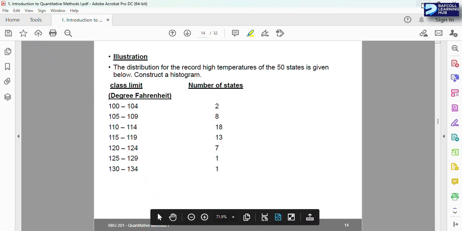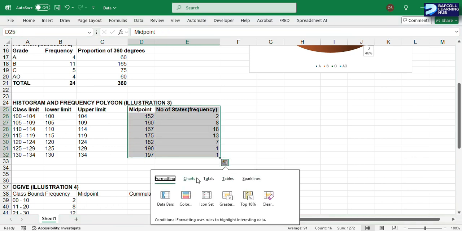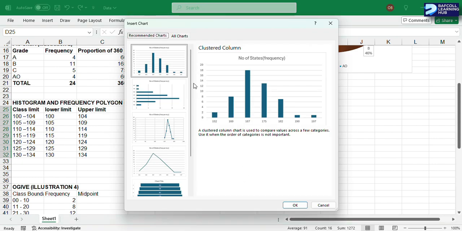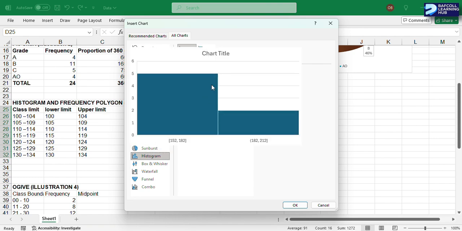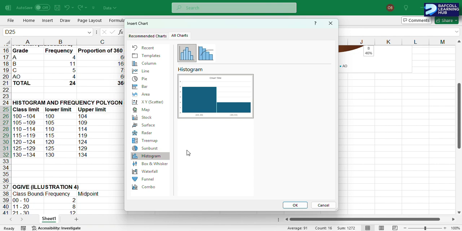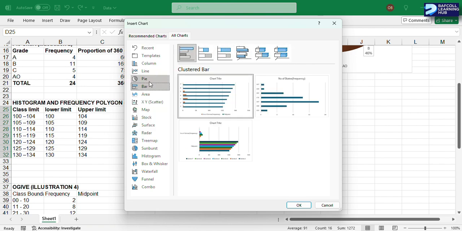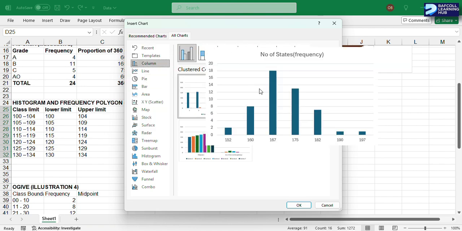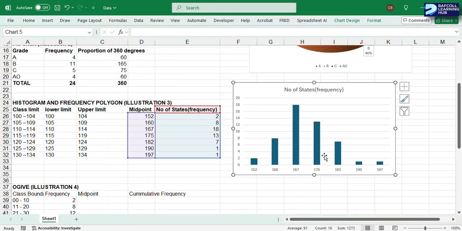Okay, it's the same. So I'll select the data that I want to present in the histogram, and I'll come to my chart. Now over here you can see that we have a histogram, but this is not what we want. So what you do is that you come to columns and select a bar chart. Alright, so you select a bar chart. Now this is not a histogram, this is a bar chart.